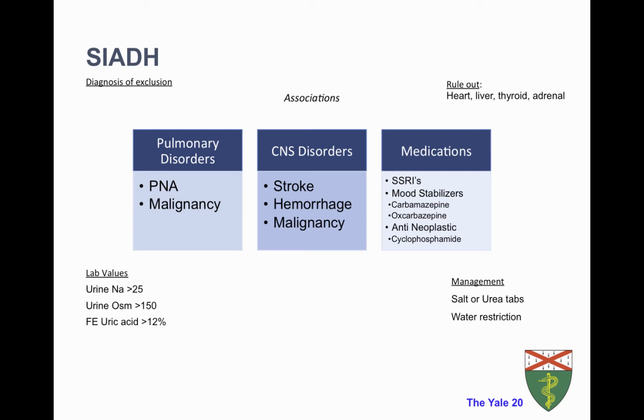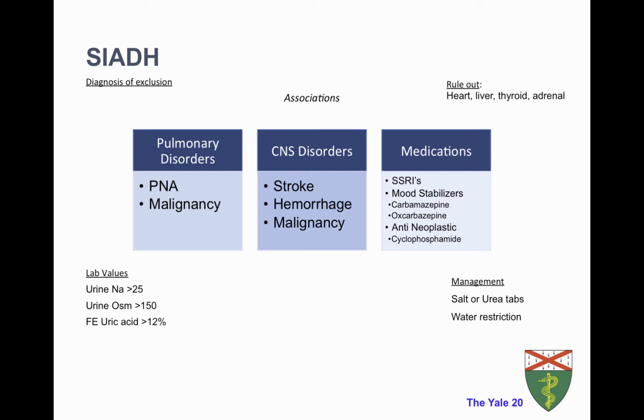SIADH is commonly associated with both pulmonary and CNS disorders. Classically, small cell carcinoma of the lung can cause SIADH, although in reality, most lung pathology, even pneumonia, can cause excess ADH release. Many different central nervous system pathologies can also lead to inappropriate ADH release, with notable ones being stroke, hemorrhage, and malignancy. Lastly, there's a long list of medications associated with SIADH, with common ones being SSRIs, mood stabilizers, and some antineoplastic agents, for example, cyclophosphamide.